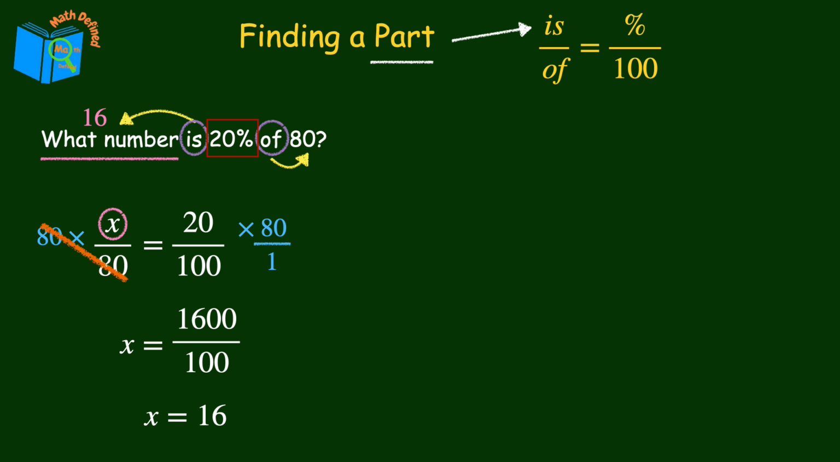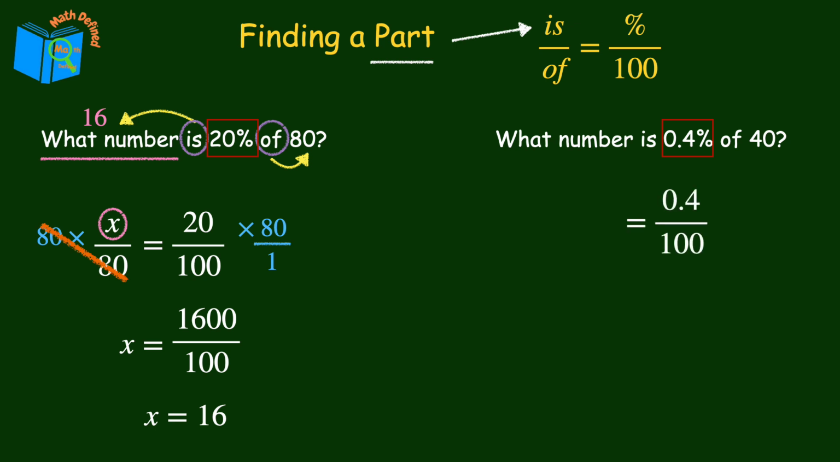Let's try another one. What number is 0.4% of 40? The percent is 0.4%, and the ratio is 0.4 over 100. The word is represents the part, and we'll use x to represent it. The word of represents the whole, and the ratio will be written as x over 40.